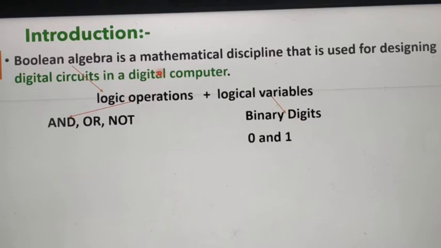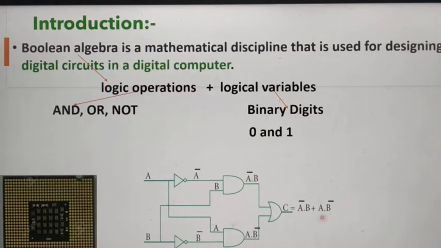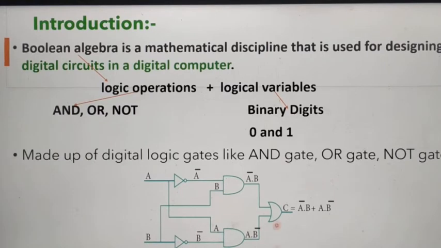What is a digital computer? Today's most commonly used computer is the digital computer. Why is it called a digital computer? It can handle all the data in the form of binary digits, which are 0 and 1. So it is called a digital computer. This is an example of a digital circuit. Today's digital computer processors contain thousands of digital circuits like this. This digital circuit is made up of digital logic gates.